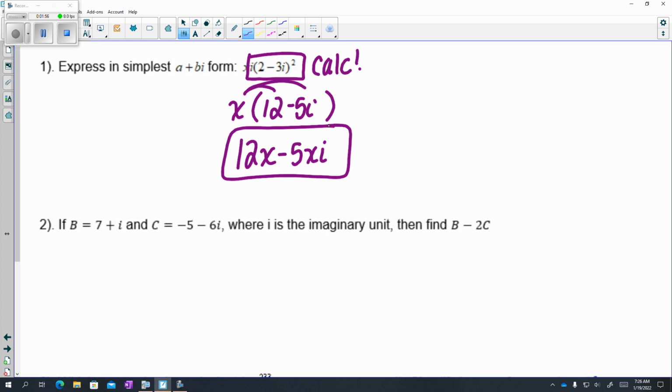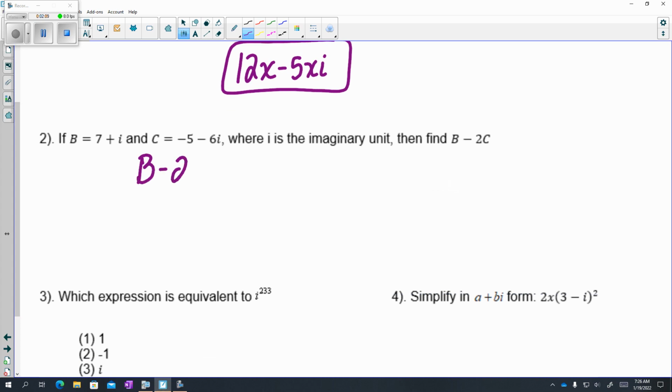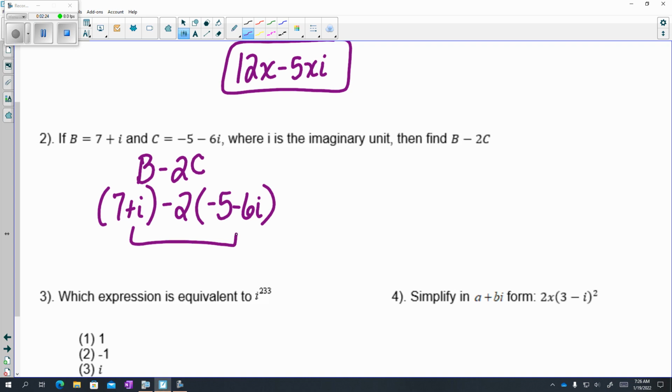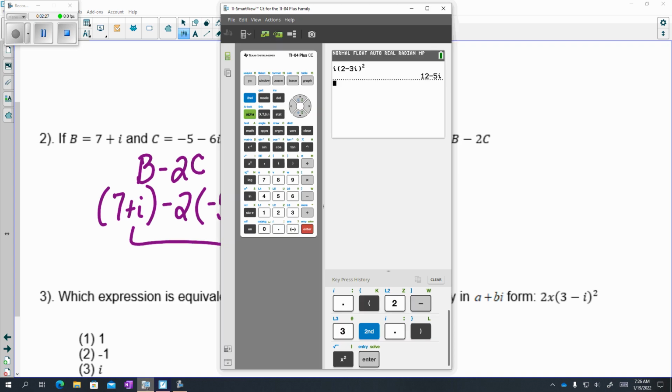Number 2. If b equals 7 plus i and c equals -5 minus 6i, where i is the imaginary unit, find b minus 2c. So the first thing I'm going to do is substitute in b minus 2c. Notice how I'm using parentheses. Anytime we substitute, we use parentheses. There are no variables, so this entire thing is going to go exactly as I see it in the home screen of my calculator. 7 plus i minus 2 times (-5 minus 6i). 17 plus 13i.